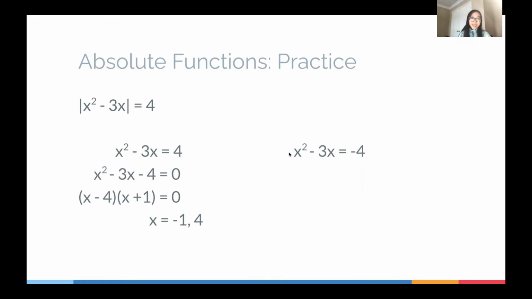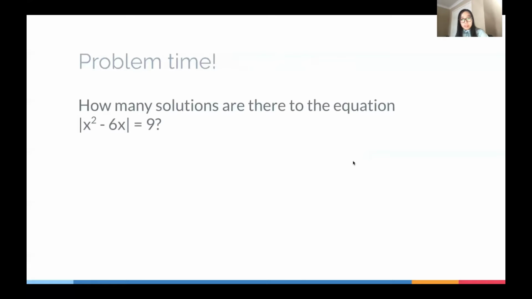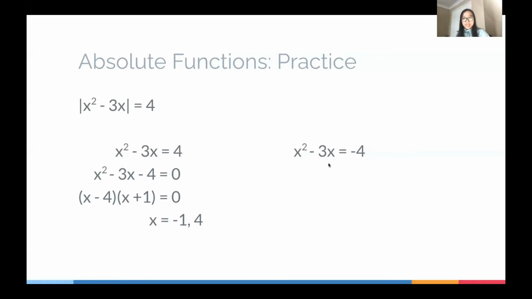And on the other side, this is when the absolute value inside of it is negative. So that means that x squared minus 3x is actually equal to -4. So we would just do the same thing. I'm not actually going to factor it because it gets a little messy, but if you just use the quadratic equation, you can probably figure out the answer, and you also get two solutions as well.